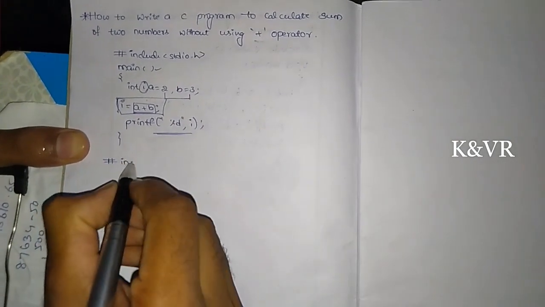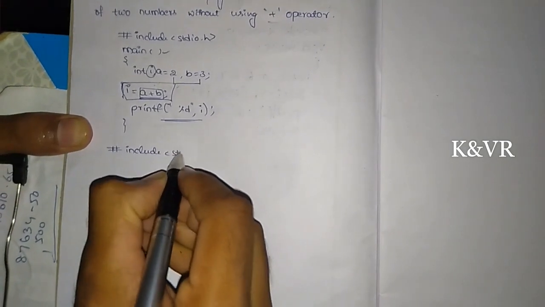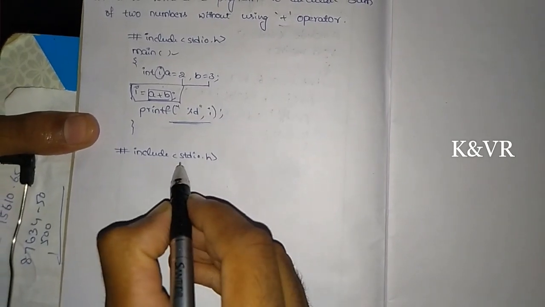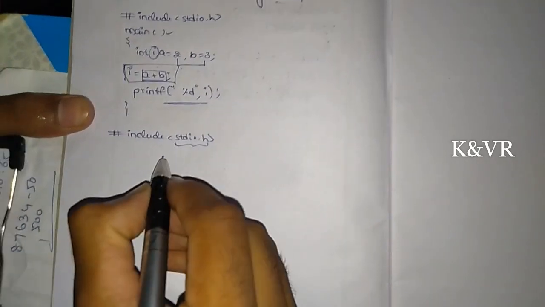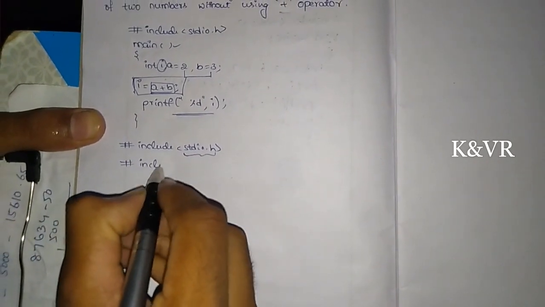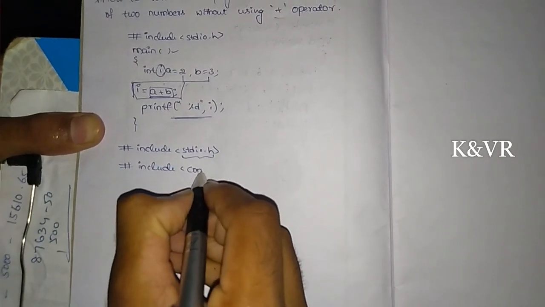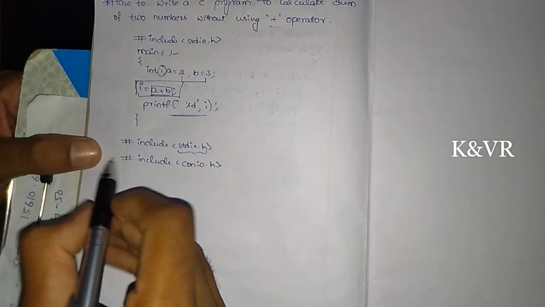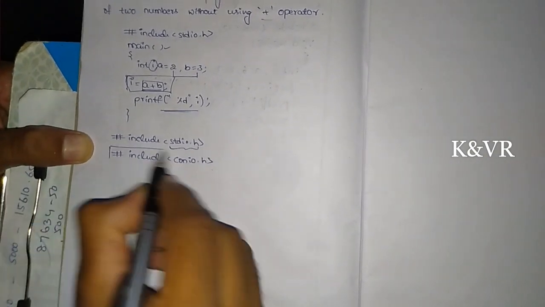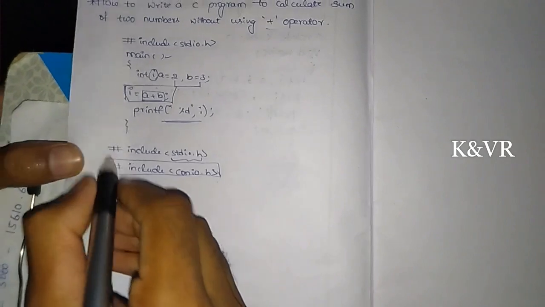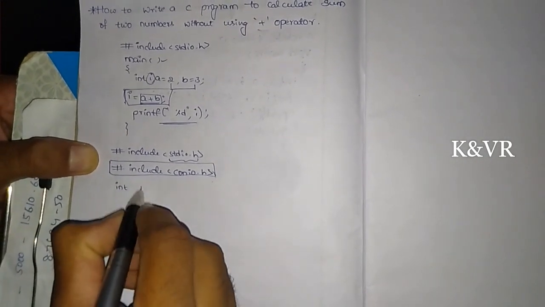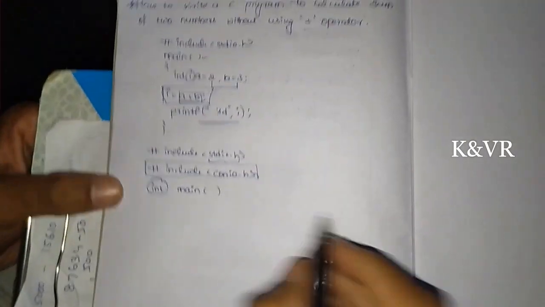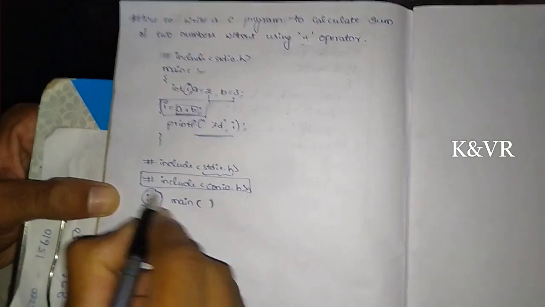I'm writing the header file #include <stdio.h>. While we are using Turbo C or Turbo C++, we should use #include <conio.h> also. Otherwise, while we are using Dev C++, we need not write this. I'm writing int main. This means that it will return something which is an integer.